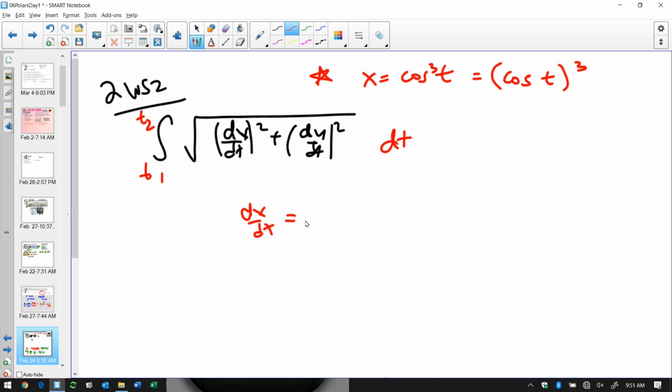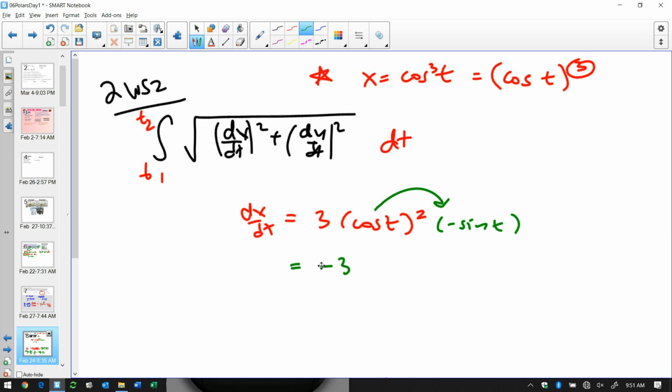So when you take the derivative of this, the dx/dt, it is a chain rule. So it is 3 times the quantity cosine t. Take this down by 1 power, but guess what else you have to do? Take the derivative of cosine. What's the derivative of cosine? Negative sine t. So this is actually equal to negative 3 sine t cosine squared t.